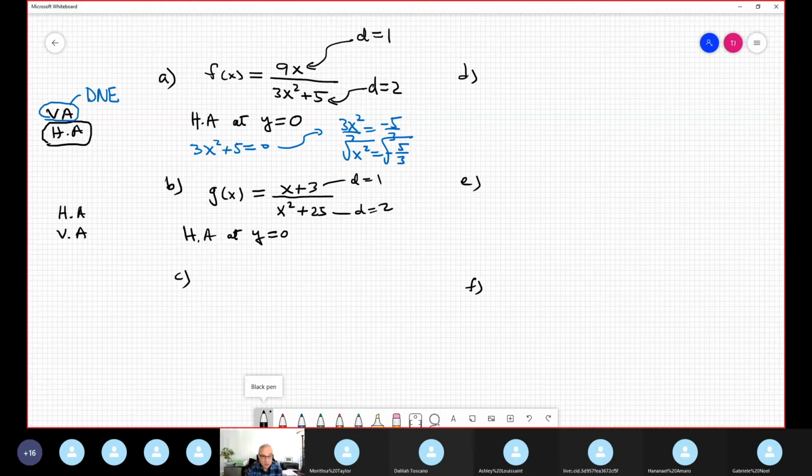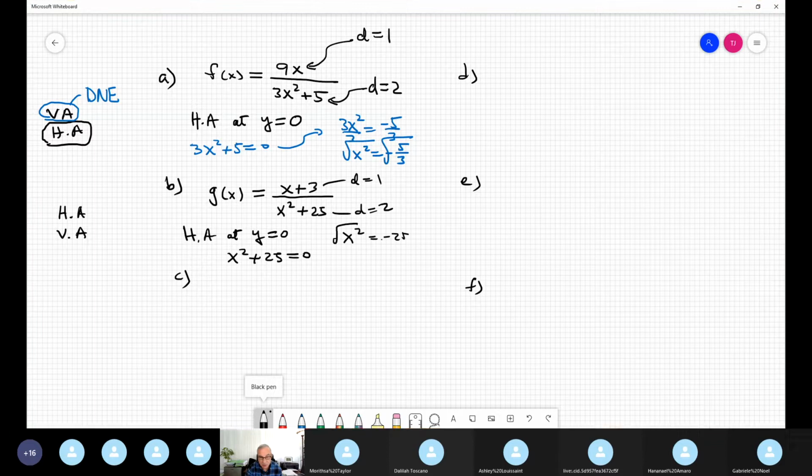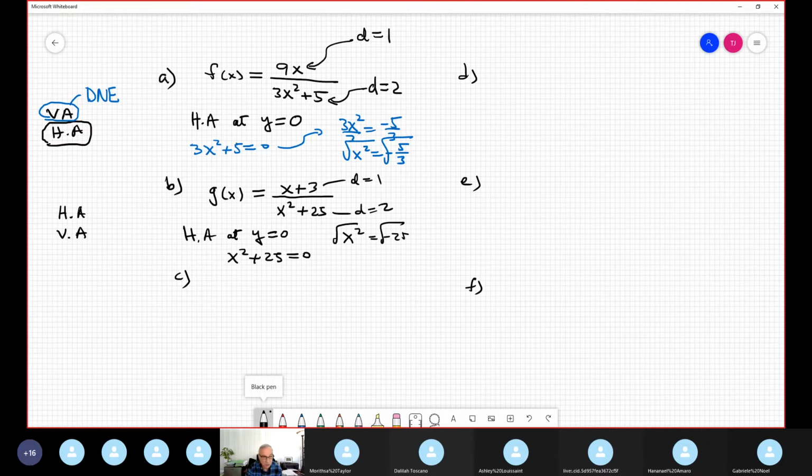Now, when you try to solve this equation, again we get the imaginary solution, right? Because it's x squared equals minus 25, square root of both sides. It's imaginary, therefore it does not exist. We have no vertical. A horizontal, yes, only one special.